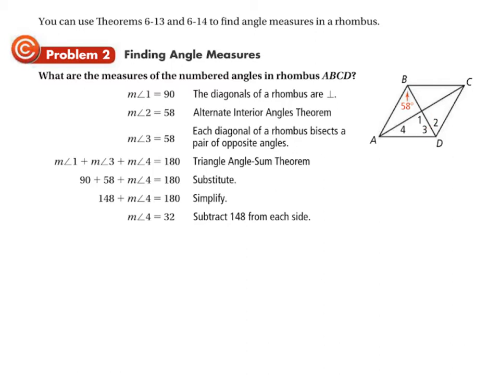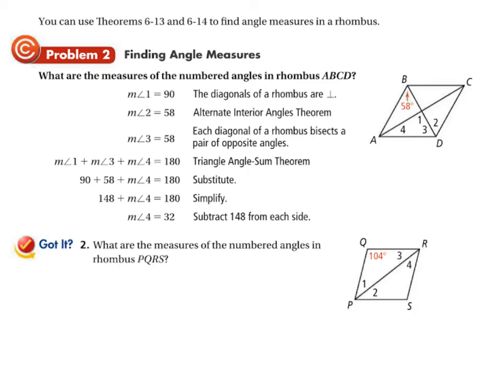Now in this triangle, we know that angles 1, 4, and 3 must sum to 180. We know what 2 of them are, so we can then calculate the remaining angle for 4, and it is 32. So give this Got It problem a go and see how you do.